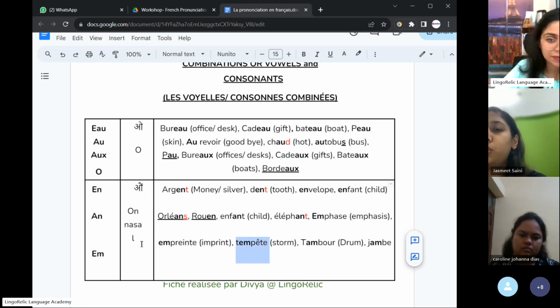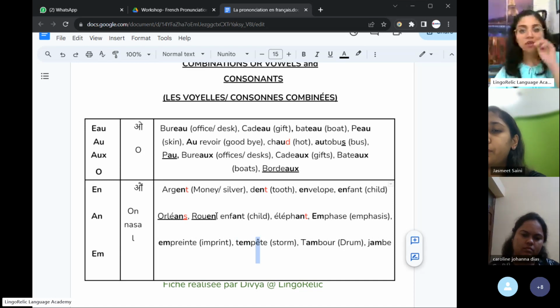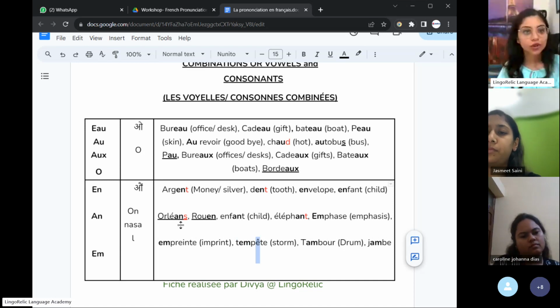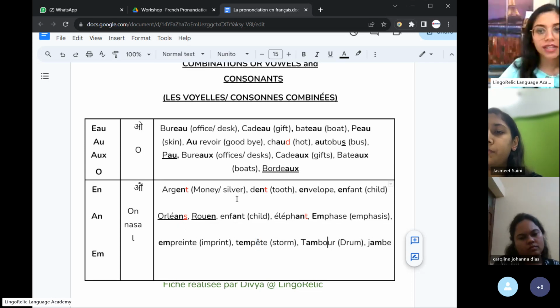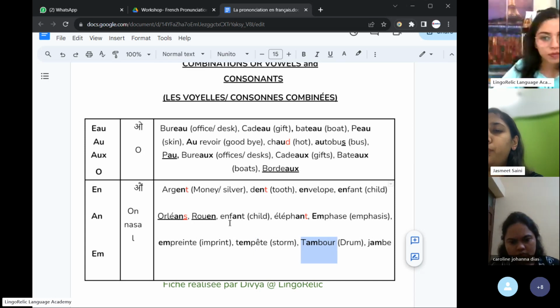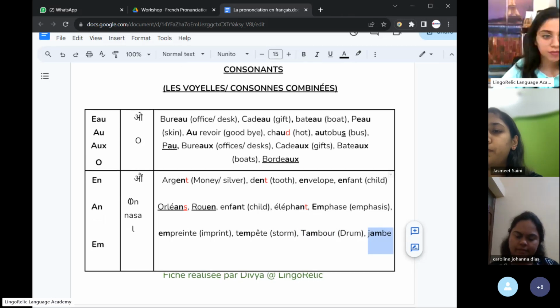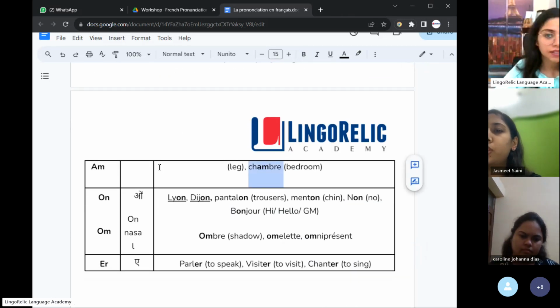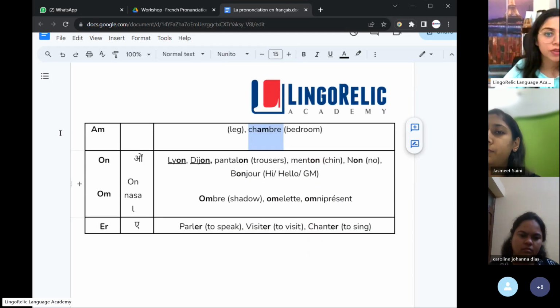Then tempête. Pet, bet, tet, tempête. Right? So when you have some accents that seem a bit confusing, or any sounds which ever seem confusing, keep one example in mind. Try pronouncing that and likewise pronounce the next one, the new word that is in front of you. Okay? Then qu'est-ce que c'est? Tambour. Tambour is a drum, and then jambe, which is a leg, and then chambre. Chambre is a bedroom.